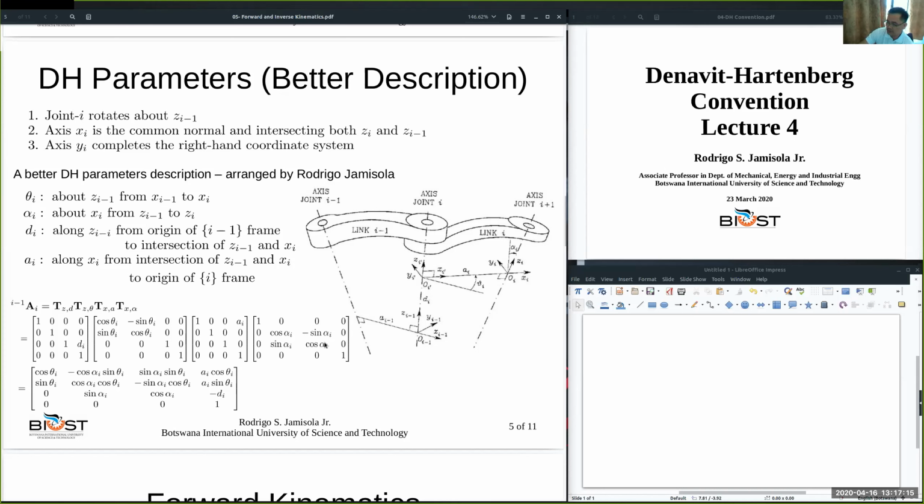So in this case, this is alpha_i. Given all those post-multiplications of basic rotation and translation matrices, we can derive the complete transformation matrix that defines frame i, the relationship of frame i with respect to frame i-1, based on the DH convention. So this is the transformation matrix that we are looking at all the time.